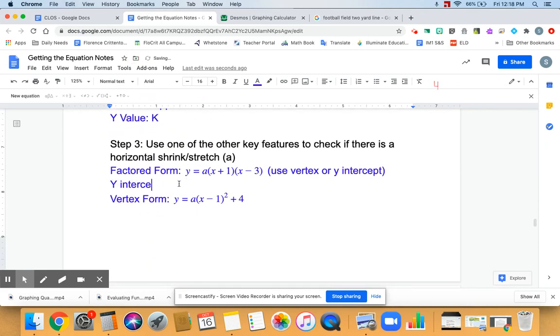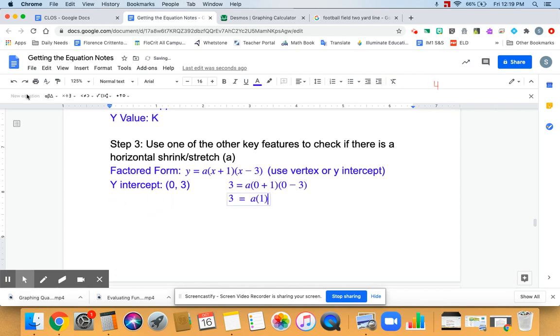So this is my y-intercept. When I plug in 0, I get out 3. Meaning, if I take my equation here and I plug in 0 for my x's, and it has to be for both x's, my answer should equal 3. So let's do this math and solve for a, and figure out what the a in front is. 0 plus 1 is 1. 0 minus 3 is negative 3. Positive 1 times negative 3 becomes negative 3.